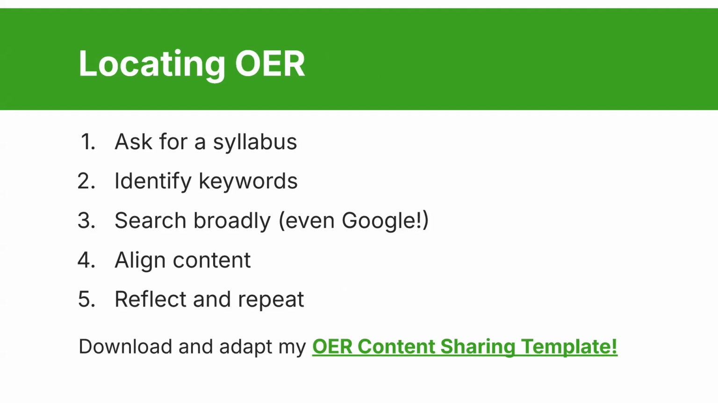Where do I go? The process that I typically recommend is to first ask for a syllabus from the instructor you're working with, because actually having the topics they teach in their class is the most useful way to dig into the keywords that you need to search for. Second, identify those keywords. What are the things they're teaching week by week and month by month? And then what is the overarching topic of the class? Third, search broadly. Look at the larger OER repositories, which I'll go over in a minute, and even Google when you need to. Fourth, align content to that course and to that syllabus that you already have, and then reflect and repeat this process. I have an OER content sharing template that is linked in these slides, which I'll share out after this as well, so you can get an idea of how you might do this in your own context.